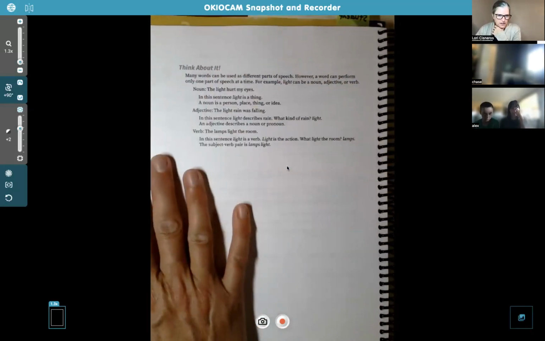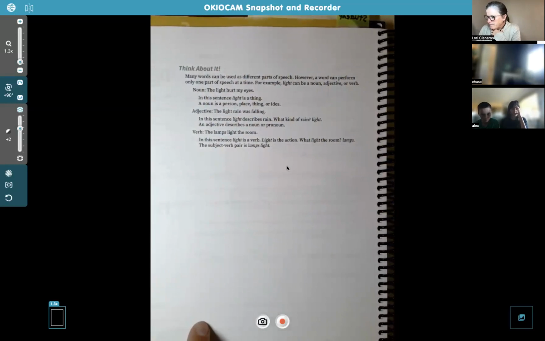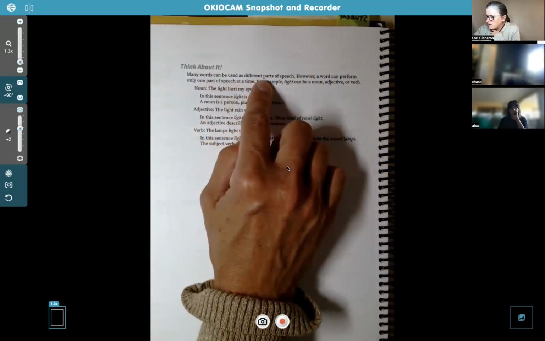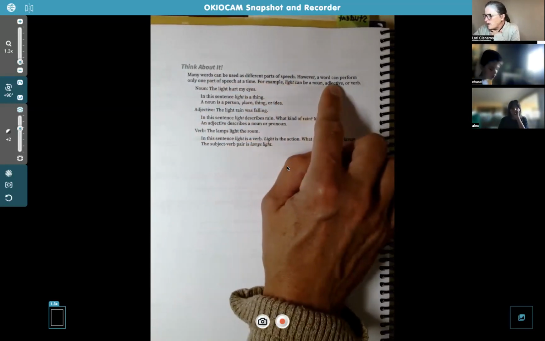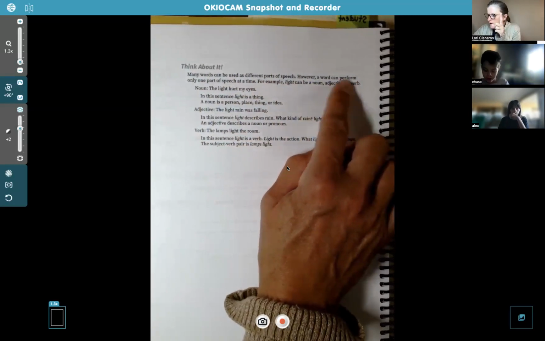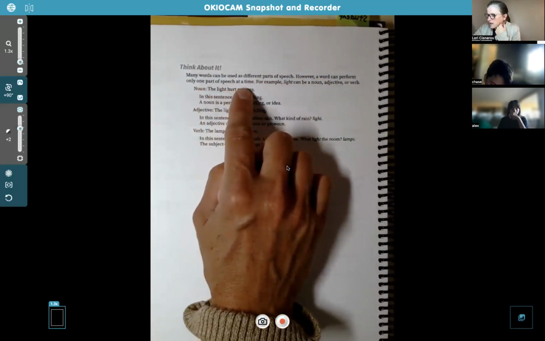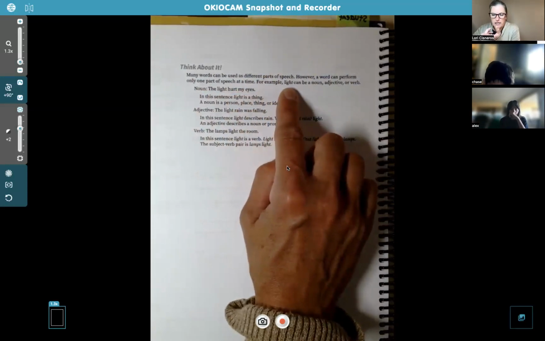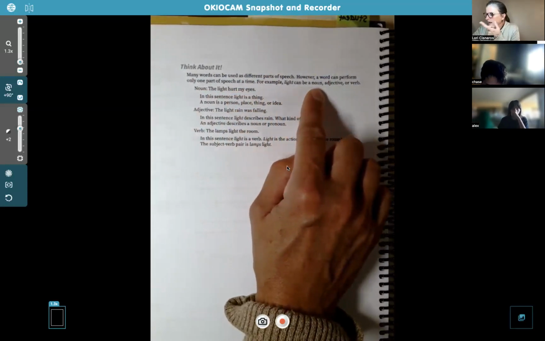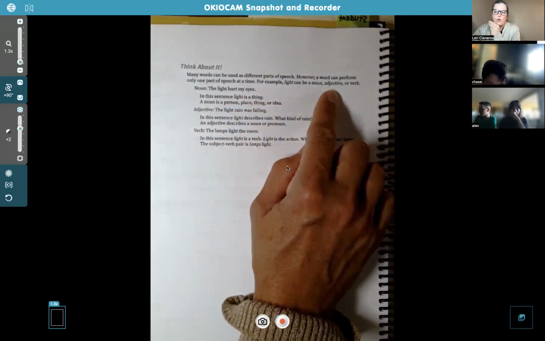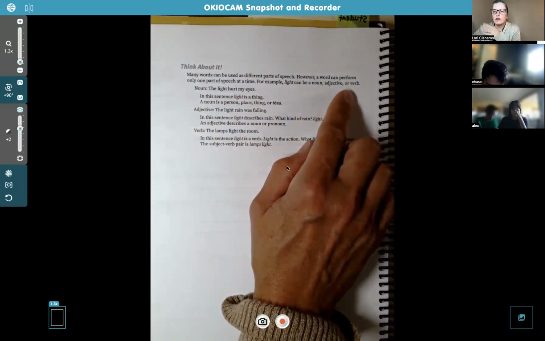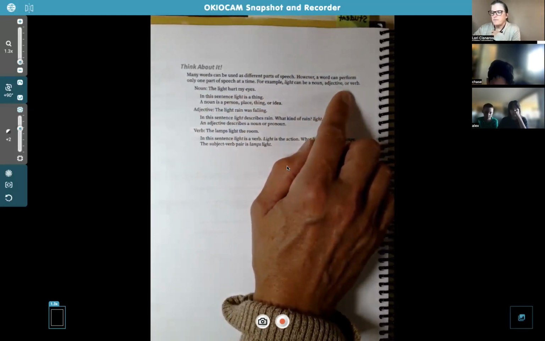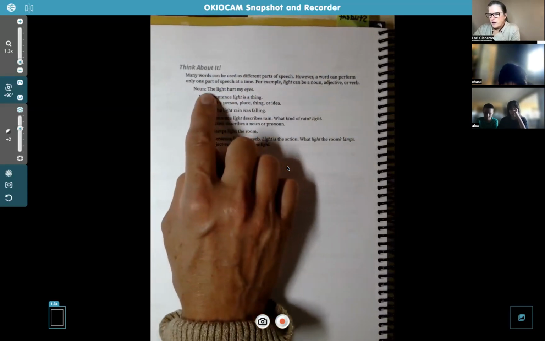But on the back here, it says, think about it. This is page 20. Many words can be used as different parts of speech. However, a word can perform only one part of speech at a time. For example, light can be a noun, an adjective, or a verb. The same word, light, L-I-G-H-T. So I'm on page 20, Chase.